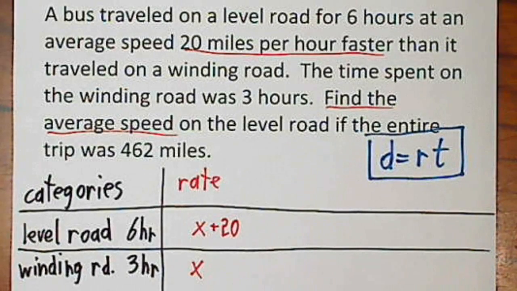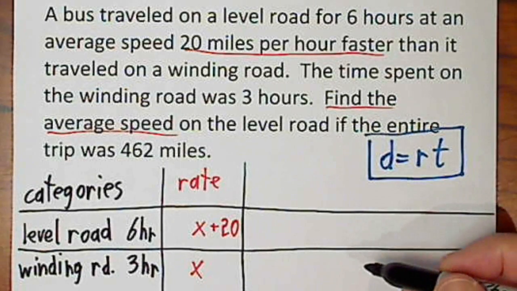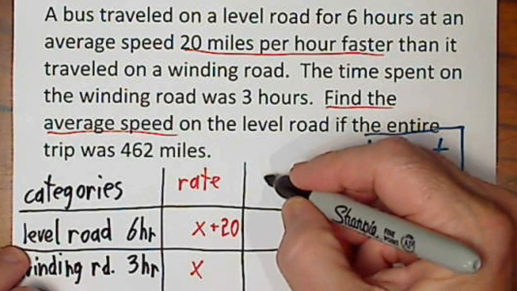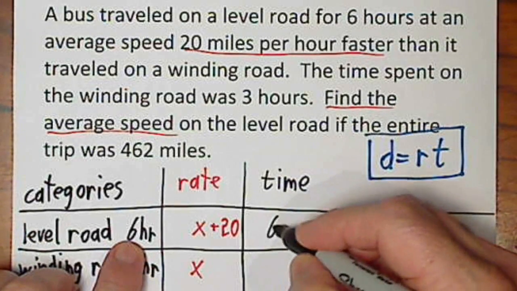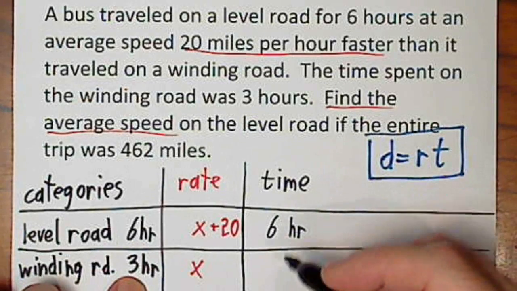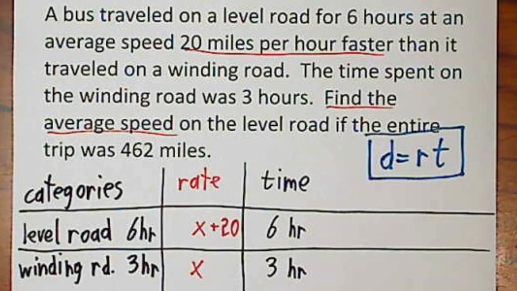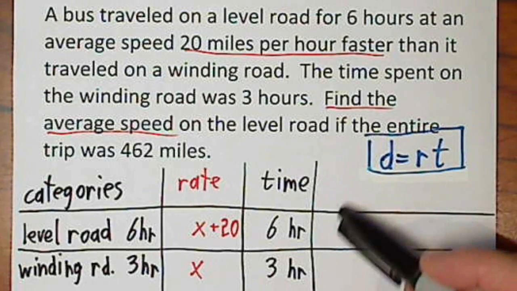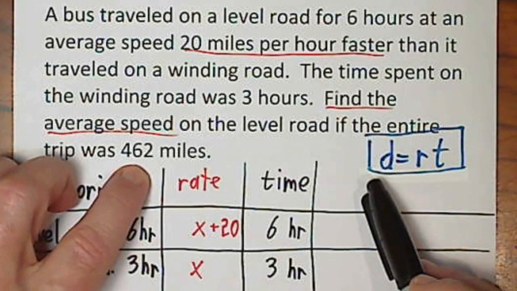Okay, that gives us our, again, we're just trying to get stuff on the chart so we can handle it and figure out what to do with this stuff. Okay, rate times time, so our time is 6 hours, and here the time is 3 hours. And let's see. So again, I don't know the actual distance. Oh, let me see. Level road. The entire trip was 462.